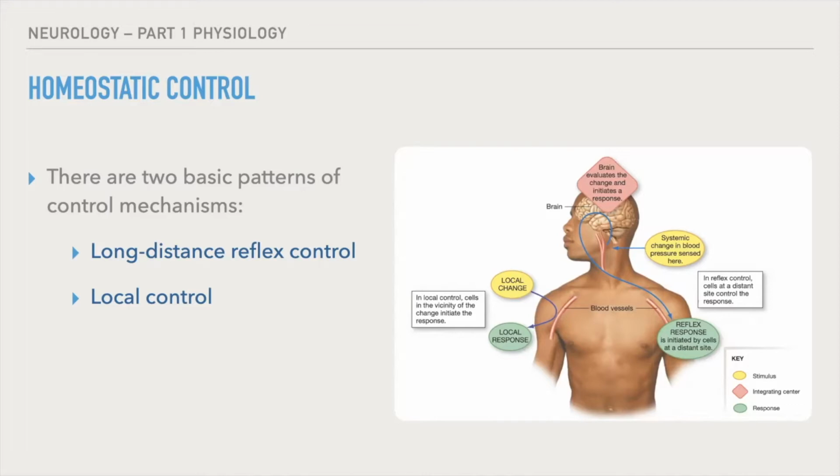There are two basic patterns to control these mechanisms. We have the long-distance reflex control that, as the name says, involves a long-distance pathway that uses the nervous system, the endocrine system, or even both. And the local control, that's the simplest homeostatic control that takes place at the tissue cell level. In the picture, you can see both systems represented, and you can see the difference between each of them.